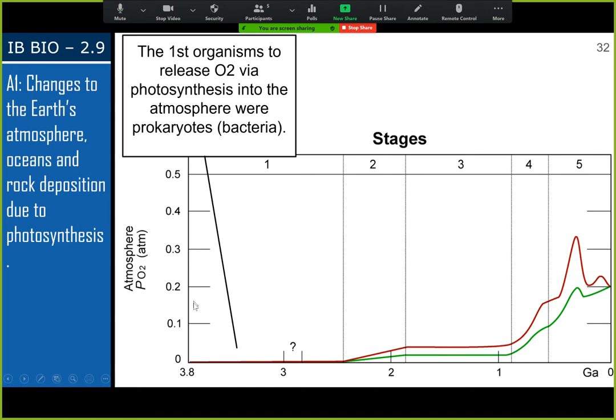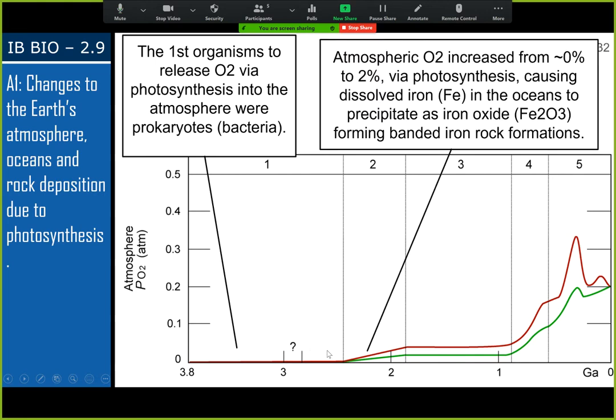Okay. So the first organisms to release oxygen via photosynthesis into the atmosphere were prokaryotes, bacteria that lived in the oceans. So oceanic bacteria starts using photosynthesis and releasing oxygen into the atmosphere. And it wasn't till later that the atmospheric oxygen increased from about 0% to about 2% because of photosynthesis. Now, that increase in oxygen allowed dissolved iron in the oceans to precipitate as iron oxide.